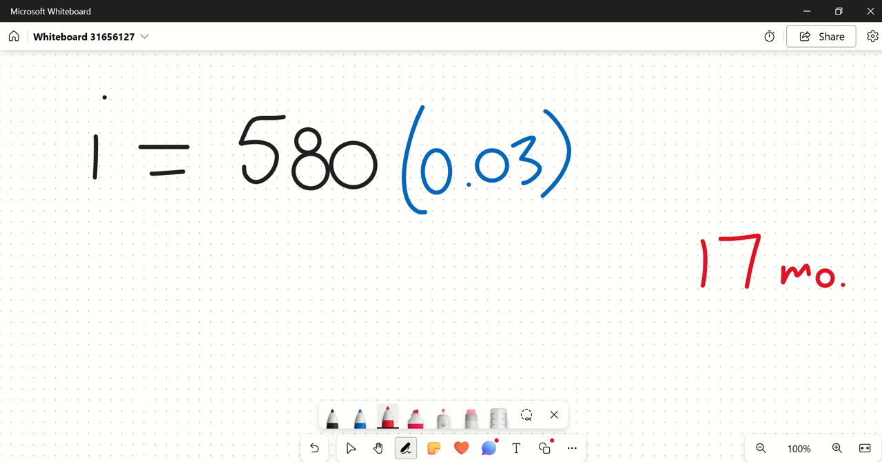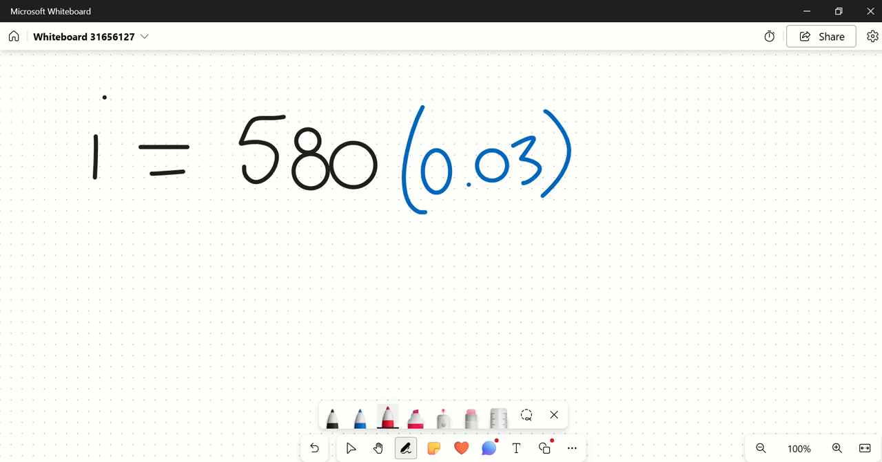Okay, ladies and gentlemen, let's come back. How long is 17 months? 1.5 years. That's not 1.5. That's not a year and a half. Okay, so it's a year and 5 months.